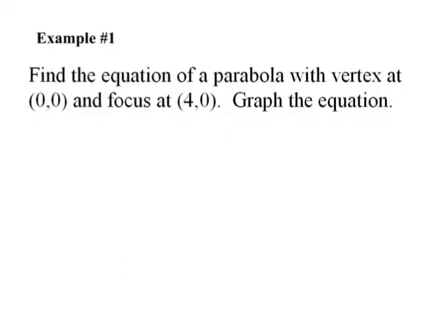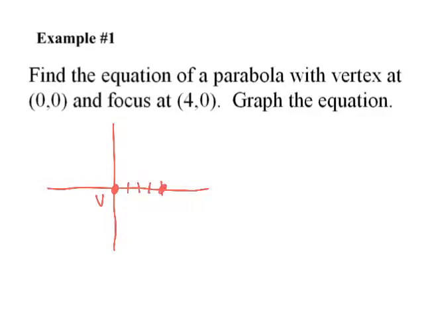Okay, here's our first example. We want to find the equation of a parabola with vertex at (0, 0) and focus at (4, 0), and then graph the equation. I'm actually going to start with the graph because that'll help me with my equation. So I'm just going to draw a little coordinate plane. Here's your vertex. I'm going to label it V. And here's your focus point, (4, 0).